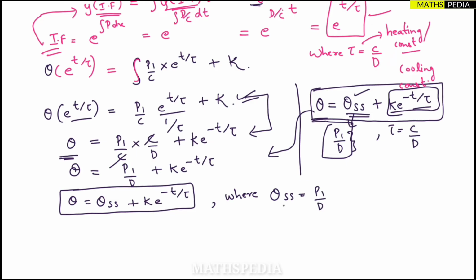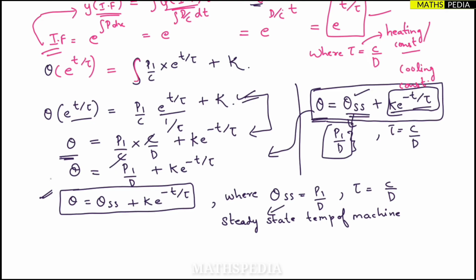And what is theta ss? Theta ss you can mention it as the steady state temperature of the machine. And one more thing, tau is the heating constant, it is equal to C by D. So this is the thing we can write. So it's the final expression.